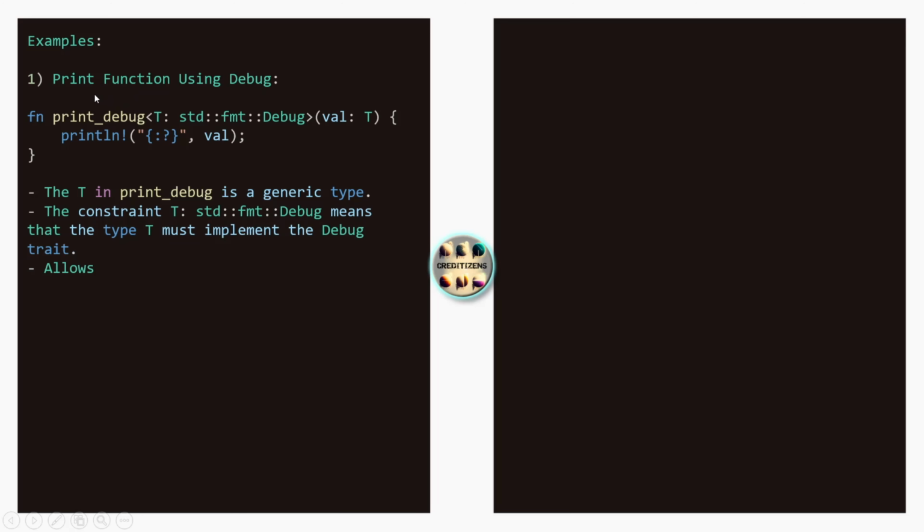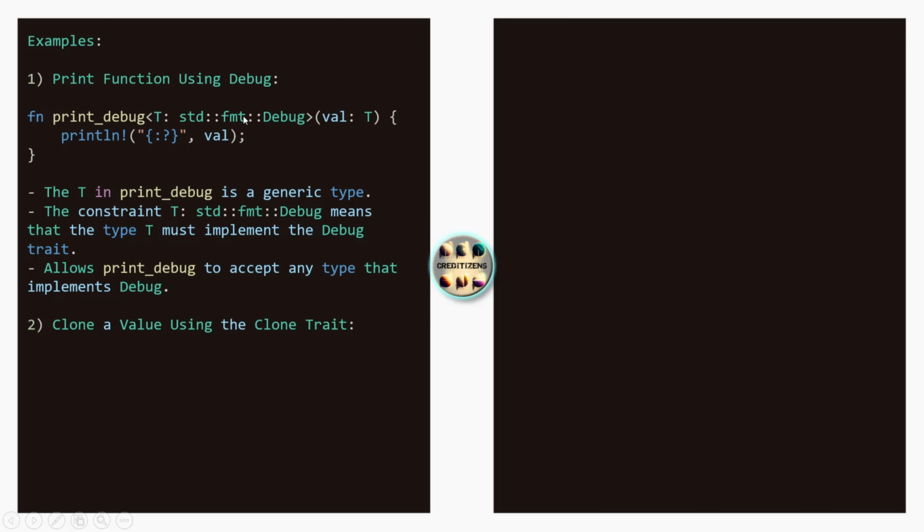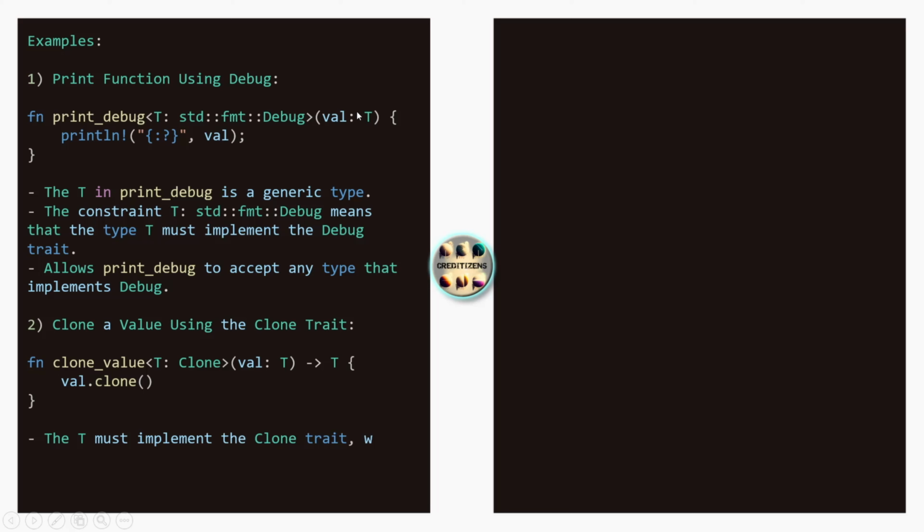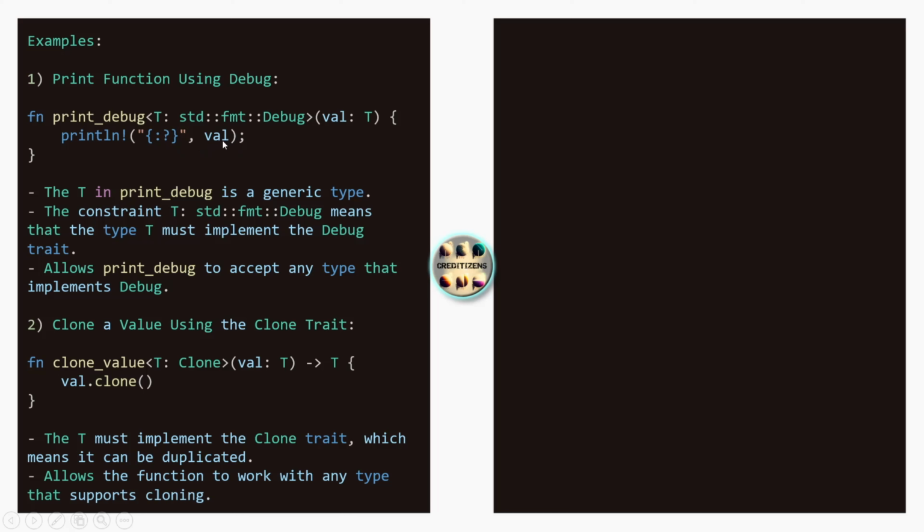Print function using debug. So print debug, we put a T, and here the T is of type Debug, from the standard library, fmt Debug. And after, the T goes here as a value. So that's the same type of Debug. And after here, we're going to use the colon question mark to be able to print it. So this is an example where the T in print debug is a generic type. The constraint is T: std::fmt::Debug.